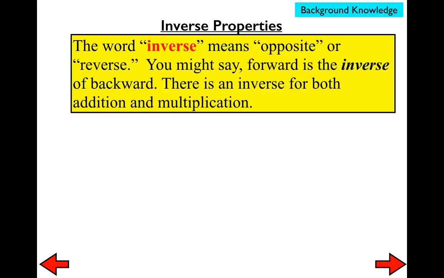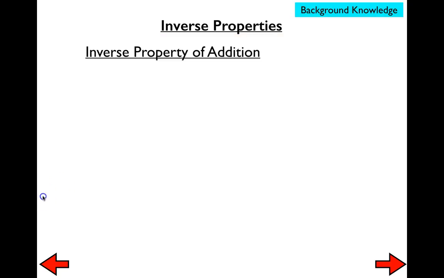So first things first, let's cover some background knowledge. First is the inverse properties. We've talked about it before. Inverse means opposite or reverse. So essentially when we're trying to solve these equations, we're basically reversing the steps to find out what the value is of the variable. So we're going to be using those inverse properties a lot for solving equations.